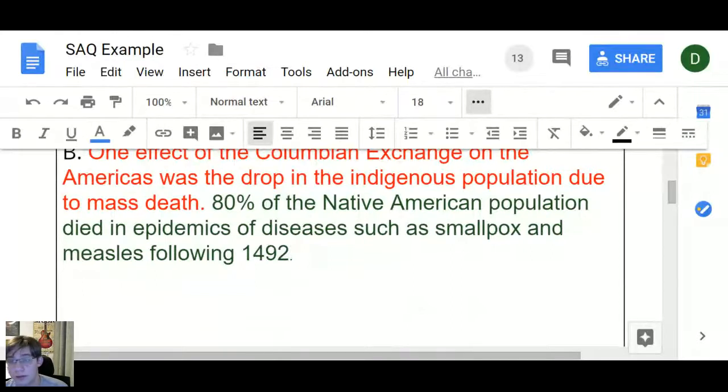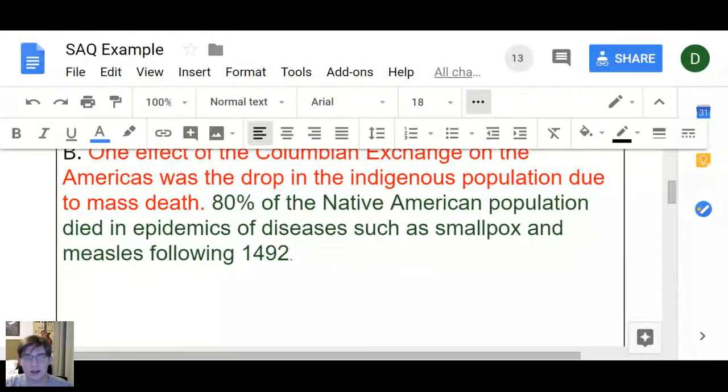Pathogens had been previously exposed to diseases like smallpox and measles. They had no immunity. This decimated the population, killing off almost 80% of the inhabitants in the Americas. I think that's a good one. You got some specific evidence in there. You might want to connect it to the Columbian exchange a little bit more, but it's definitely really good because they were isolated from the other hemisphere.